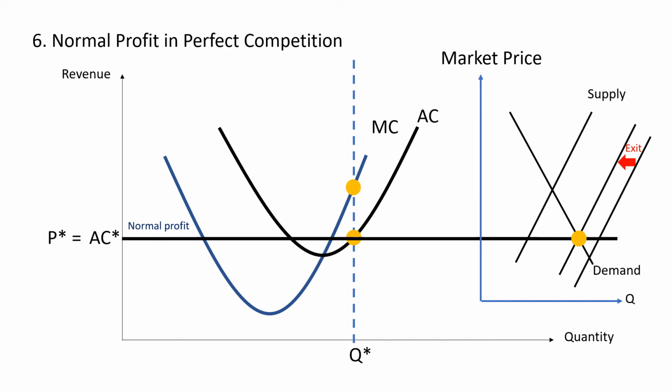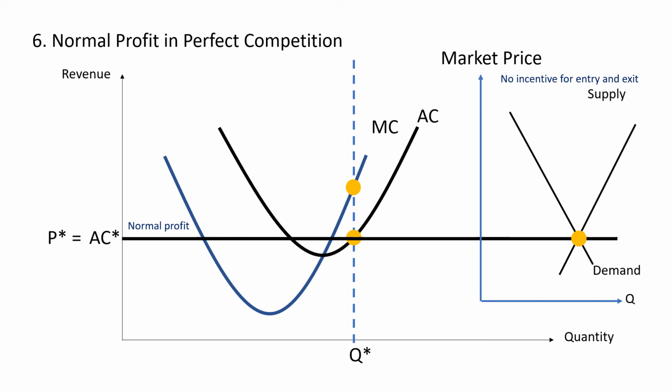The normal profit is not the excess profit that attracts other firms to come into the market, but it is not the loss that drives some firms away from the market. Therefore, now there is no entry and there is no exit from the market. When there is no incentive for both entry and exit, then the price is stable.